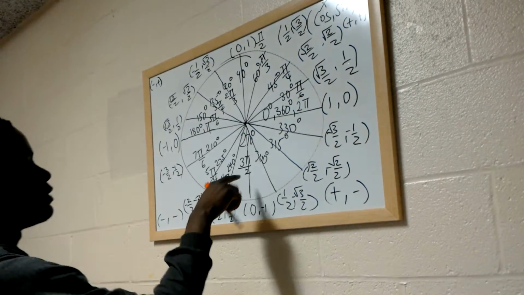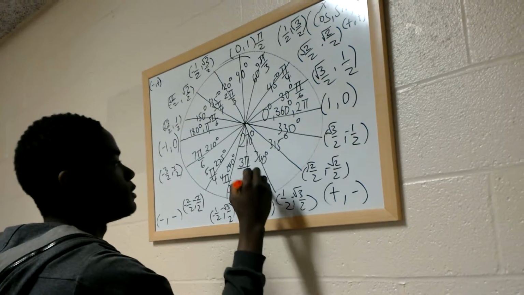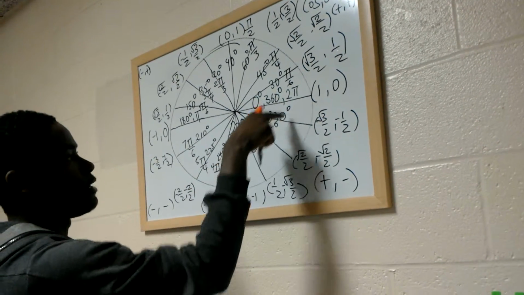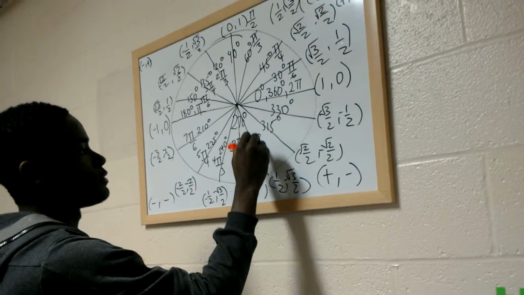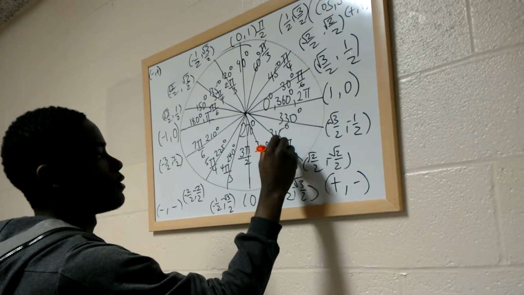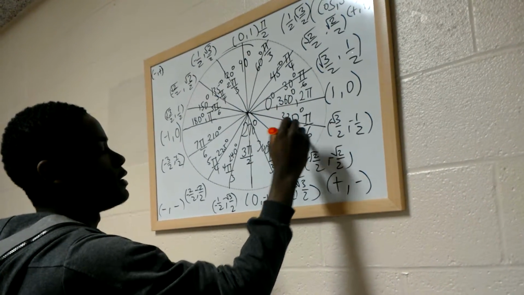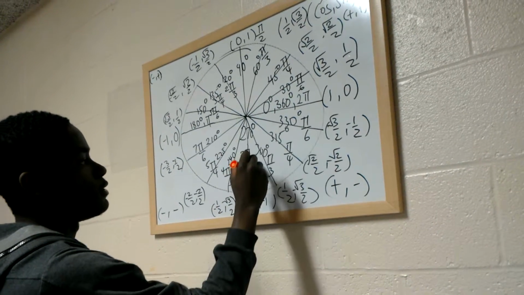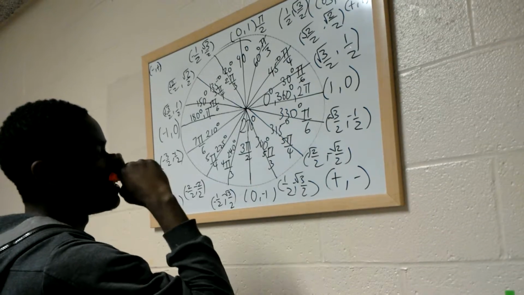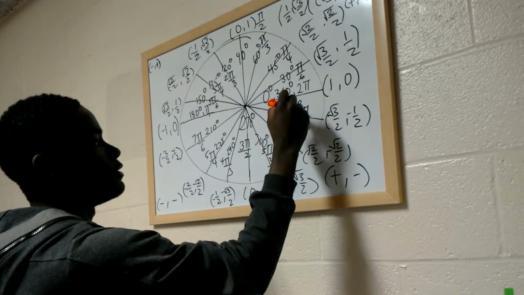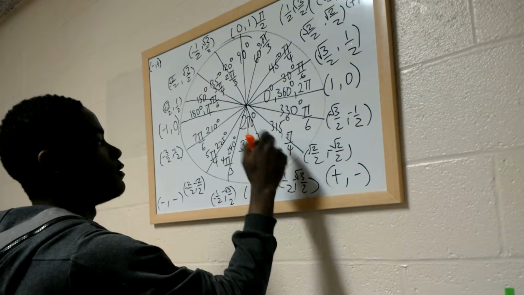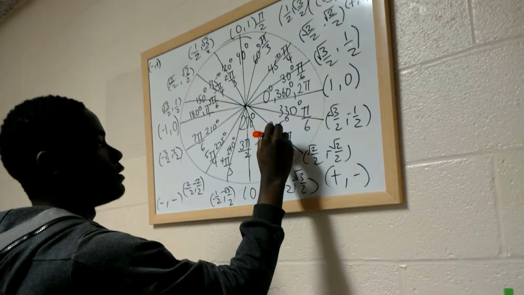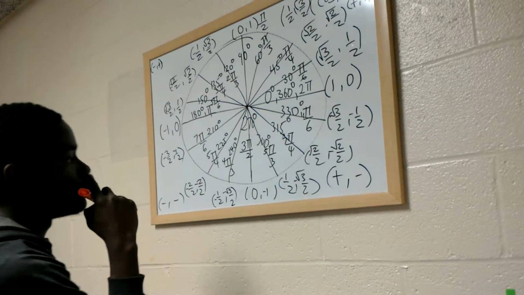And for the radians, you pretty much will do the same thing. Pi over 3, pi over 4, pi over 6. And then you just have to memorize that you have to go 5, 7, 11 on the numerator.